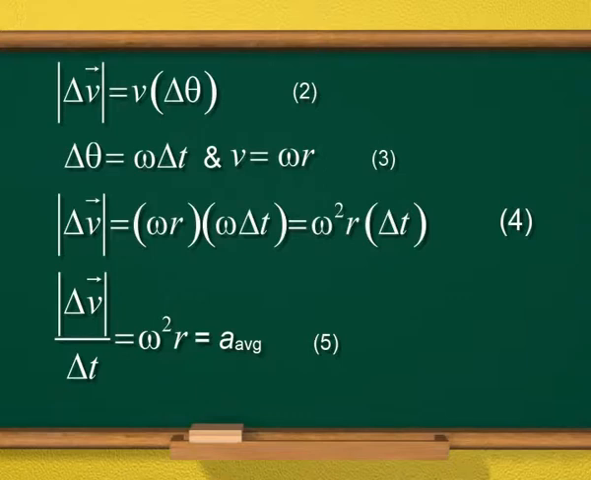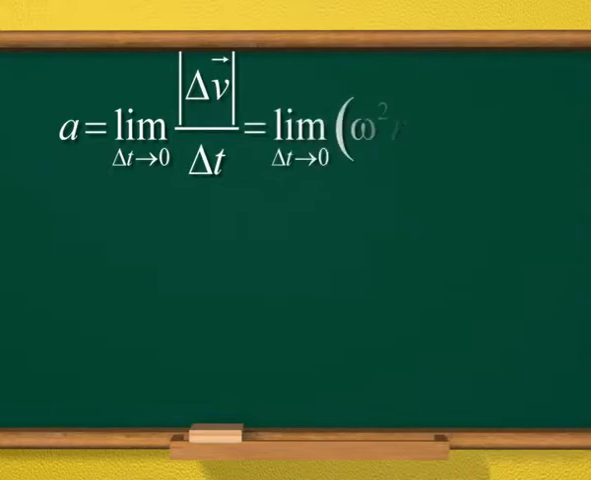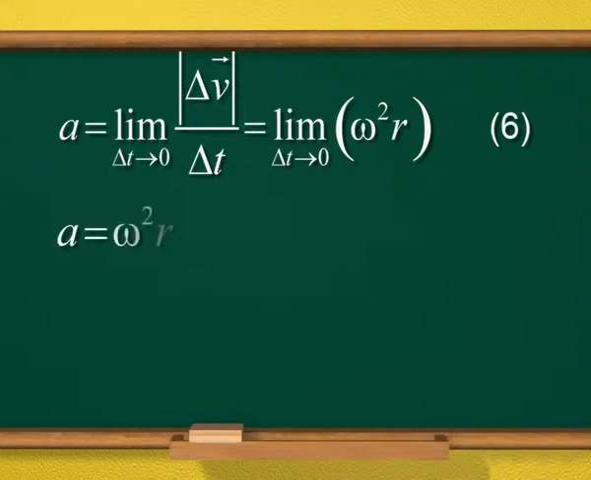The given equation 5 gives the magnitude of the average acceleration of the object in the time interval delta t. Since the actual acceleration a of the object at time t is the limit of the average acceleration, the actual acceleration of the object is a is equal to limit delta t tends to 0 modulus of delta vector V by delta t, which is equal to limit delta t tends to 0 omega square R, representing equation 6. As omega and R are independent of t, on simplifying equation 6, we get a is equal to omega square R, representing equation 7.